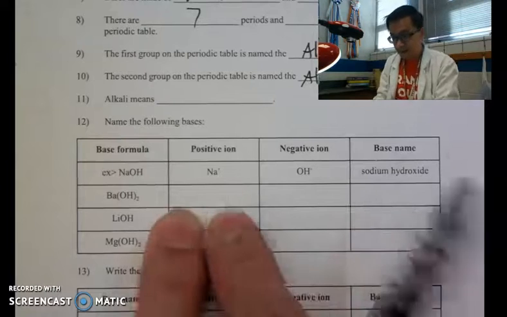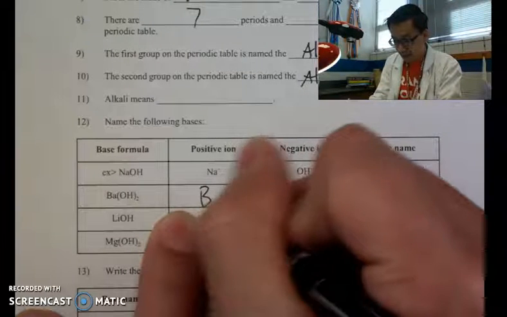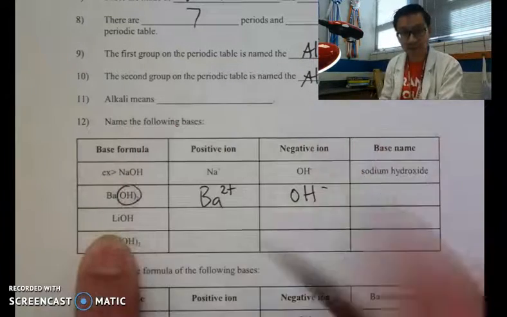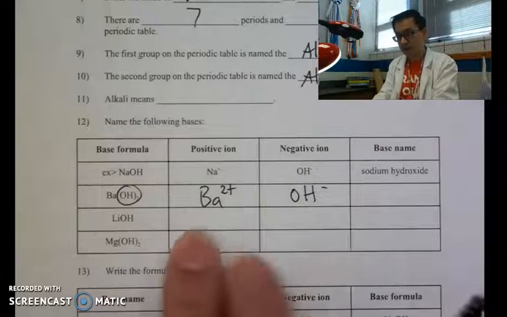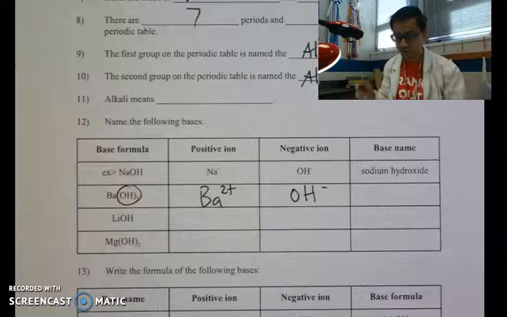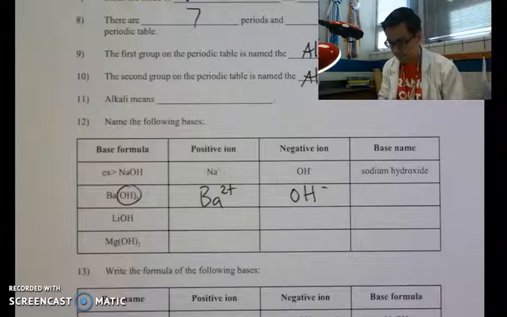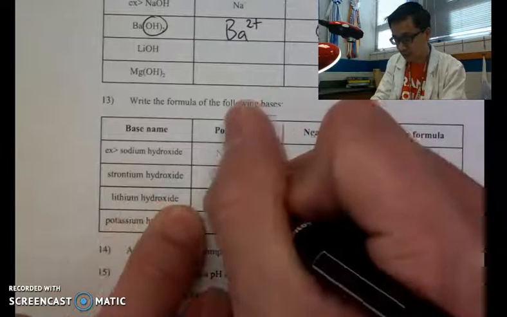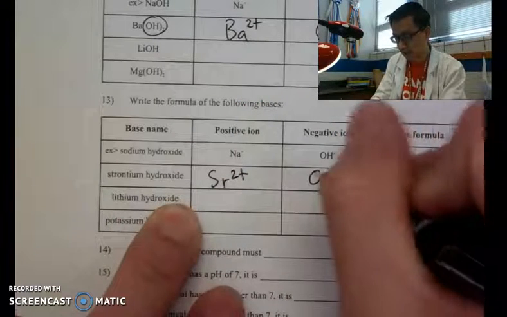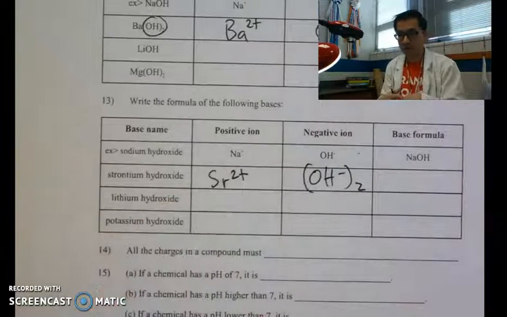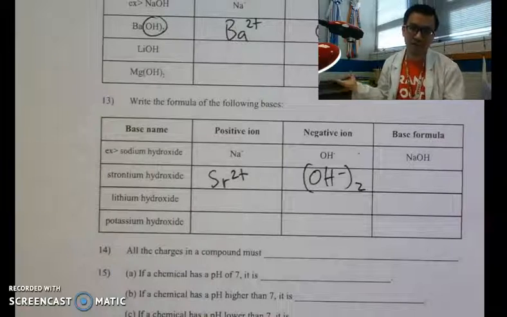And here, the positive ion is Ba, and the charge is 2 plus. The negative ion is OH minus, the second part here. For the name, you name it barium hydroxide. This is easy. You already know how to name these things based on what we did on naming. The formulas work the same way. Strontium hydroxide: Sr is 2 plus, and OH is minus 1. So this is nothing new here. Now you just realize, oh, it has a hydroxide, it's a base. That's all. You've already done this.